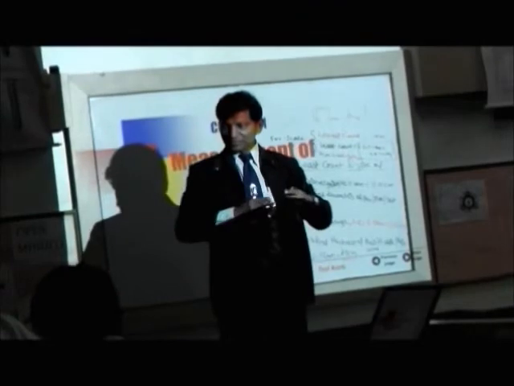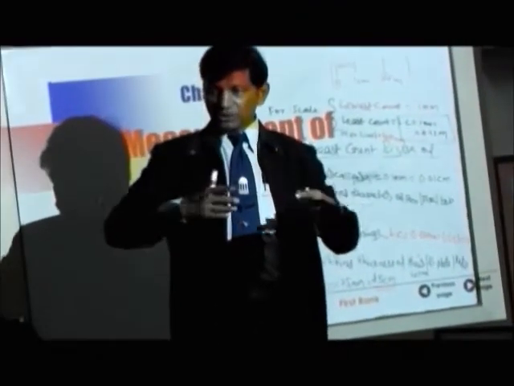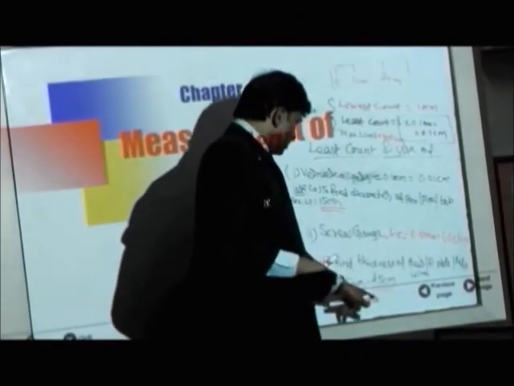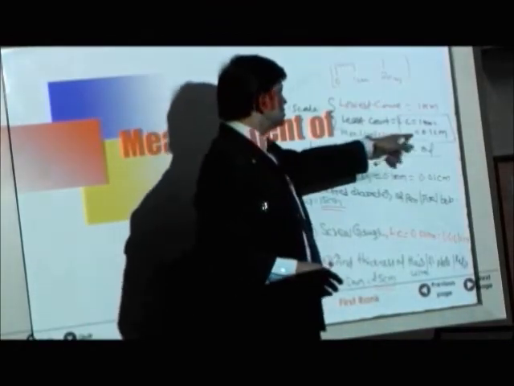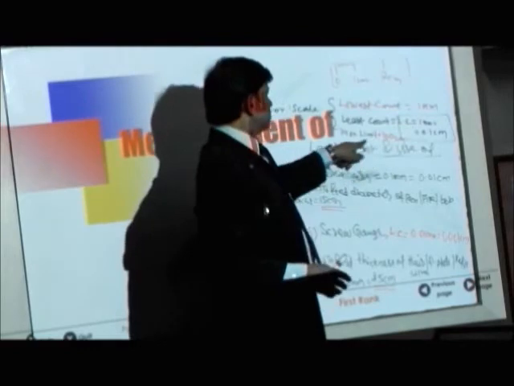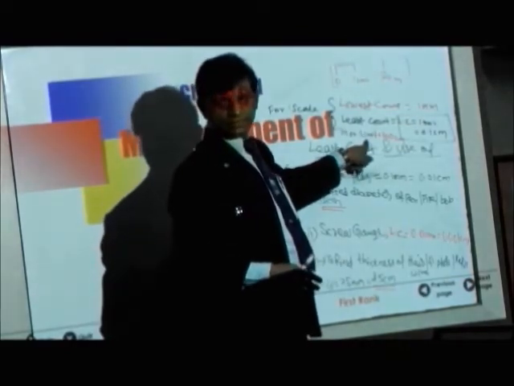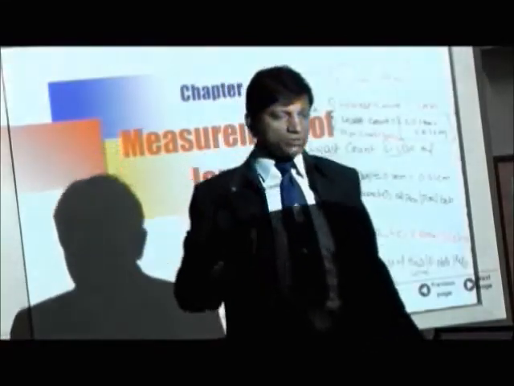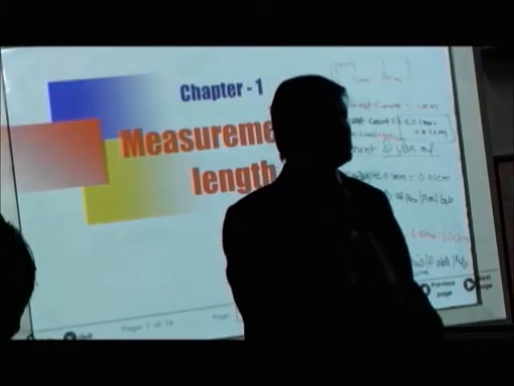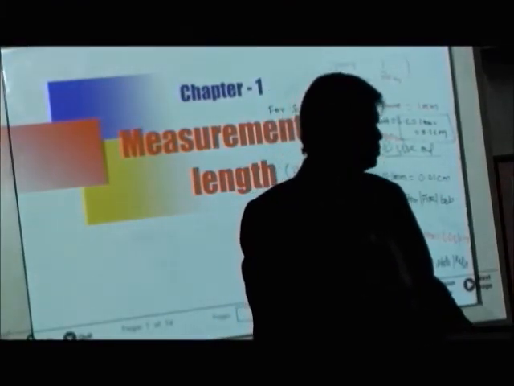The lower the least count, the lower is the maximum limit also. If the least count is very high, the maximum limit is also high. So this is what you have to learn: when to use, how to use, and what to use.